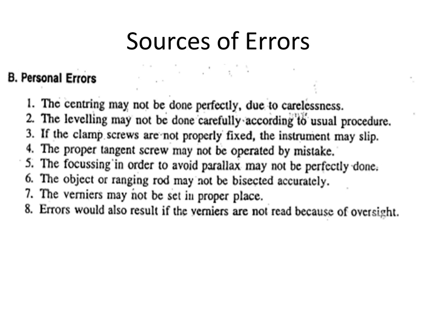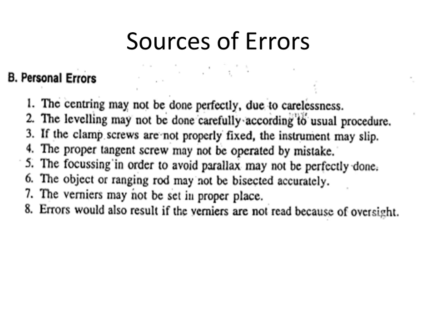Then the next type of source is personal error. The personal error consists of the centering may not be done perfectly due to carelessness. Second personal error is the leveling may not be done carefully according to usual procedure. Similarly, next personal error is if the clamp screws are not properly fixed, the instrument may slip. Similarly, the next error is the proper tangent screw may not be operated by mistake.